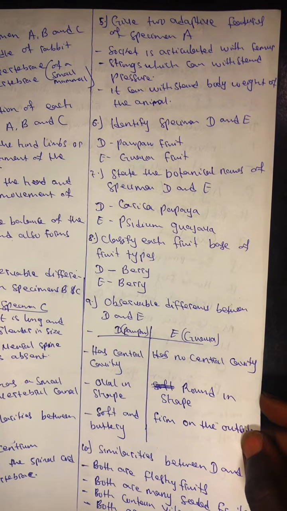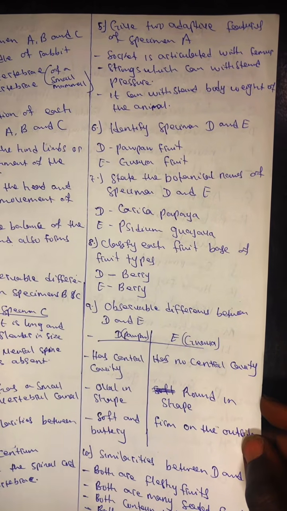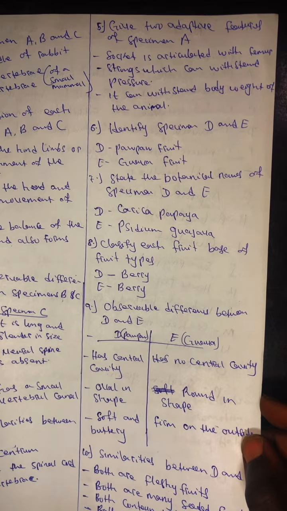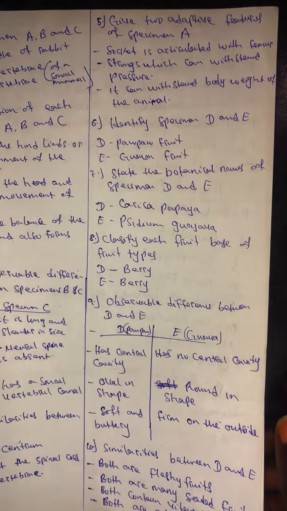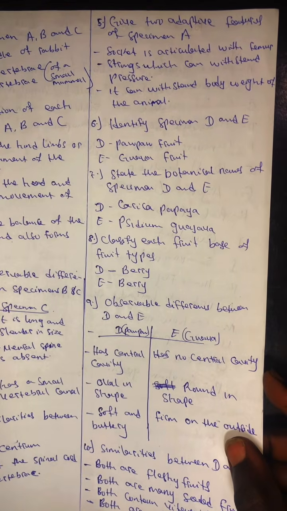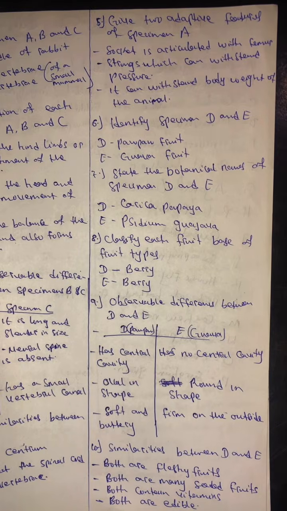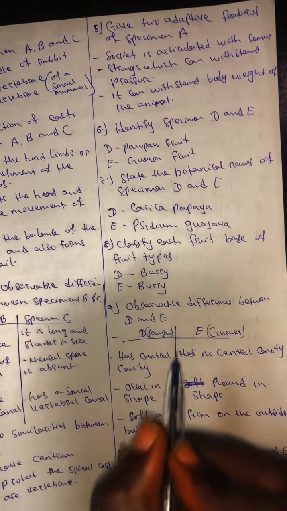Question 6. Identify specimen D and E. Pawpaw fruit is specimen D, while specimen E is guava fruit. Do we get? Question 7, or maybe Roman figure, whatever you see it, if probably you're going to see it. State the botanical names of specimen D and E. What's the botanical name of specimen D? Pawpaw, Carica papaya.